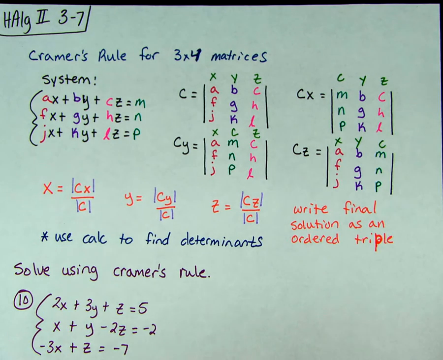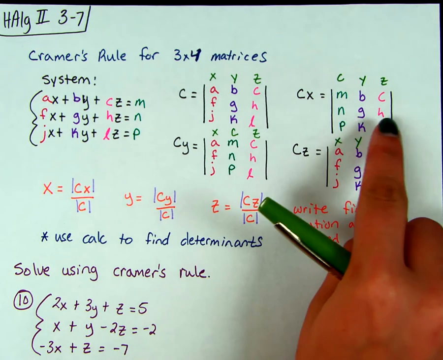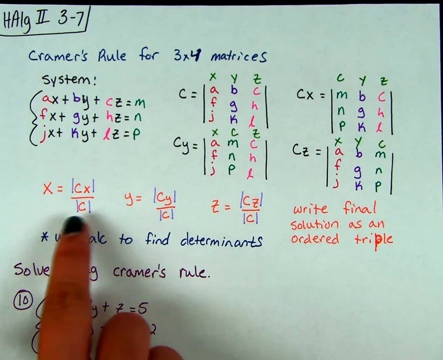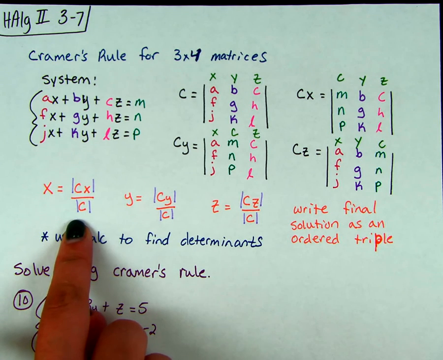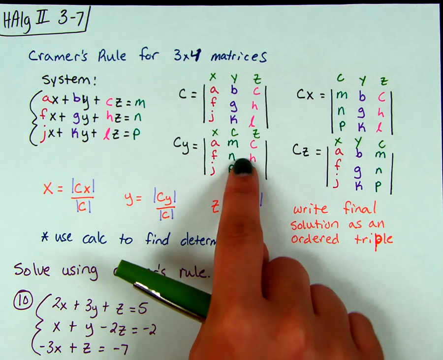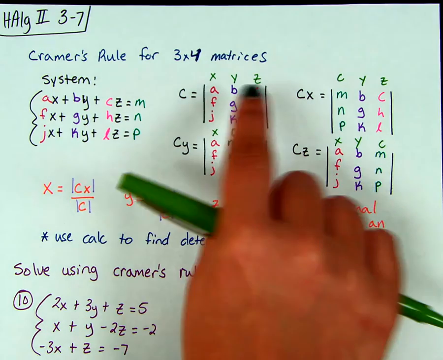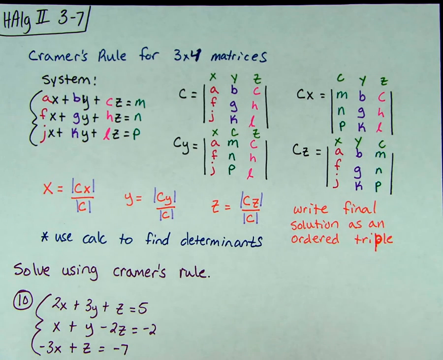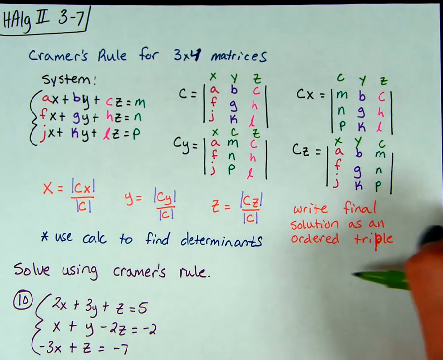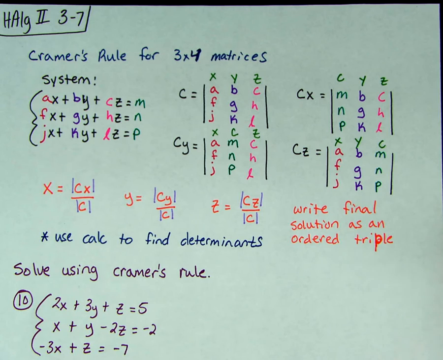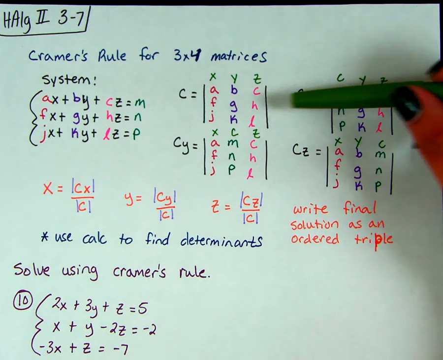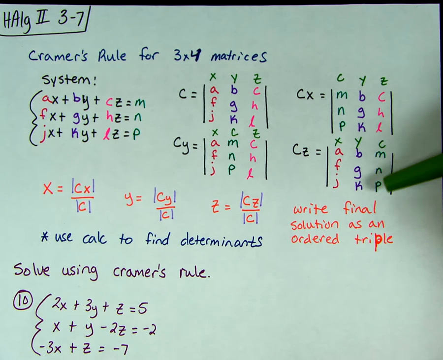And just like before, we're going to take our Cx determinant divided by the C determinant for our x part. And then for y, we take the Cy determinant divided by C. And for z, we take the Cz determinant divided by the C determinant. And we're going to write our answer as an ordered triple. So again, we're still finding that point of intersection. Now for these, since we are dealing with 3 by 3 determinants, we're going to use our calculators to help us find those determinants instead of doing each one by hand.